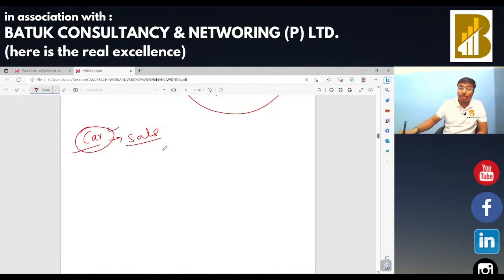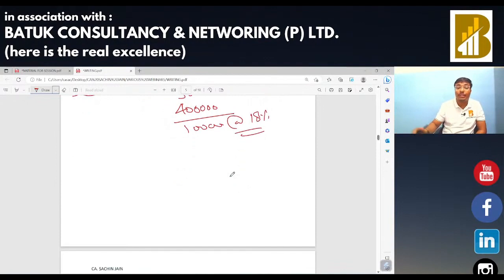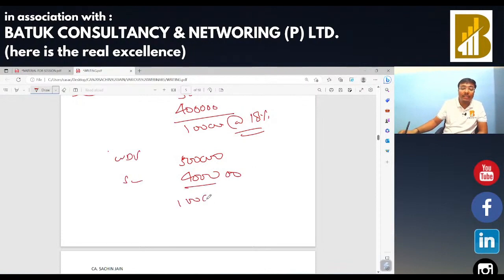In case of a car, suppose you sold that car for 5 lakh rupees and the WDV of that car is 4 lakh rupees. In that case, the margin will be 1 lakh rupees and you need to pay GST on that 1 lakh rupees at the rate of 18%. Take another situation. If the WDV of that car is 5 lakh rupees and you sell the car for 4 lakh rupees, in that case the margin is negative, and no GST will be payable.